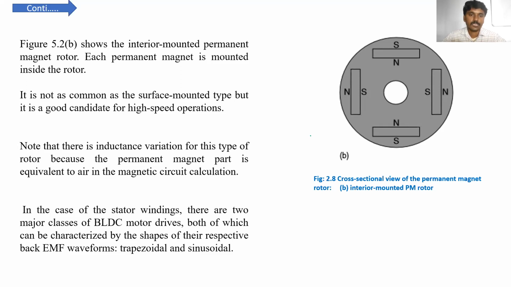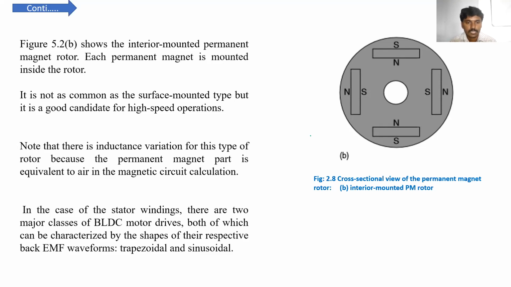There is an inductance variation for this type of rotor, because the permanent magnet part is equivalent to air in the magnetic circuit calculations. Whenever we place the permanent magnets inside the rotor circuit, there is a chance to vary the inductance of the circuit, because the rotor, made of iron or cast steel, also has some magnetism. So due to this, there is a chance to vary the inductance.